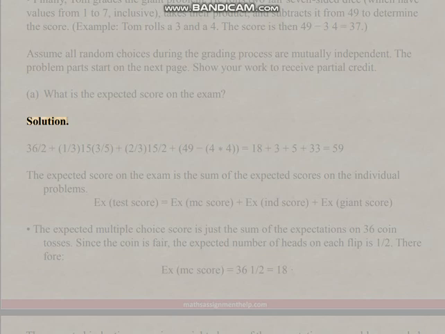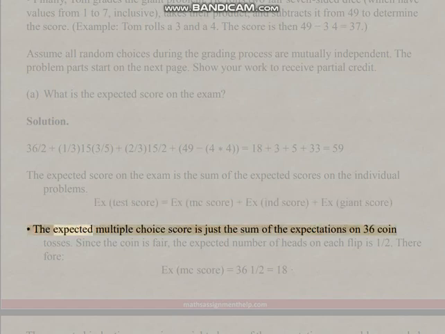Solution. 36 times 1/2, plus 1/3 times 15 times 3/5, plus 2/3 times 15/2, plus 49 minus 4 times 4, equals 18 plus 3 plus 5 plus 33 is equal to 59. The expected score on the exam is the sum of the expected scores on the individual problems. E[test score] equals E[MC score] plus E[IND score] plus E[giant score].